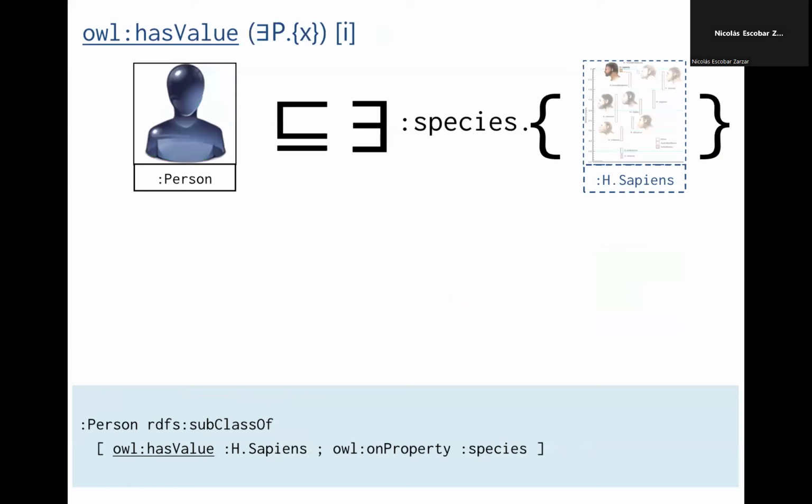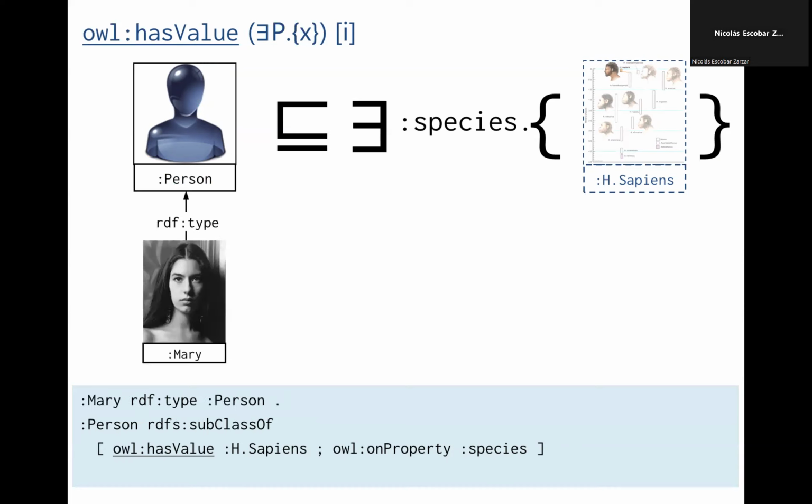We have a similar feature, and there's often confusion between some values from and has value. With has value, we can define a new class, which is the class of entities that have one particular value for a particular property. This definition states that this is the class of all instances whose species is Homo sapiens. A person is a subclass of this class, the class of things that have the value Homo sapiens for species.